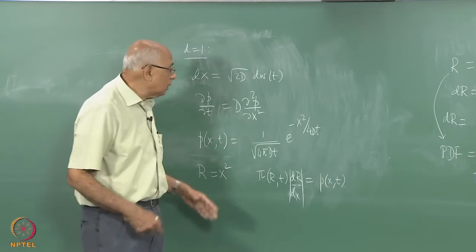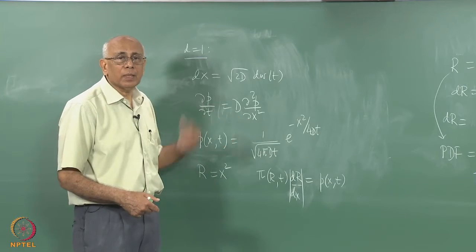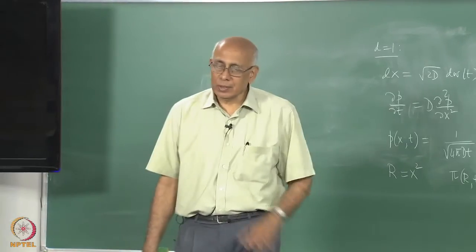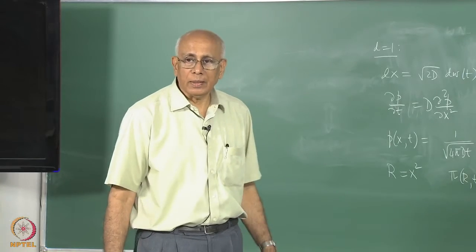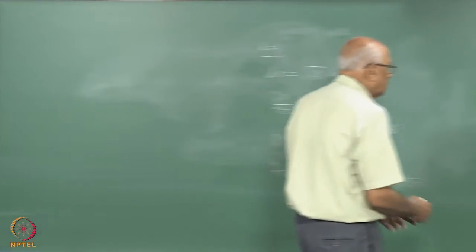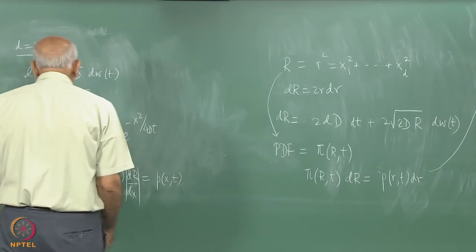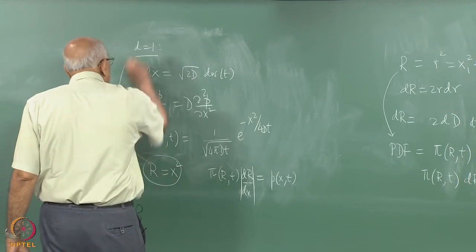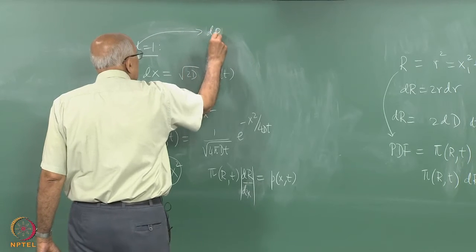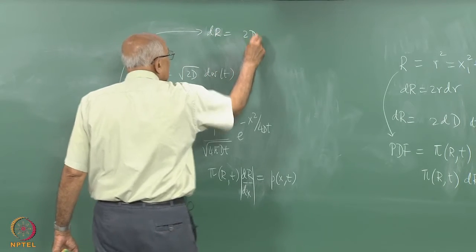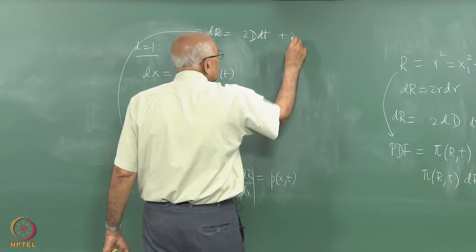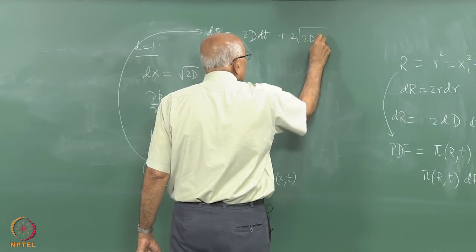When you put that in, you get a solution for this pi. And then you can work backwards and ask what's the corresponding Fokker-Planck equation and then what's the actual Ito equation for the variable, and it will turn out to be this with d equal to 1. So it turns out in this case this variable obeys dr equal to 2d dt plus 2 root(dr) dW.